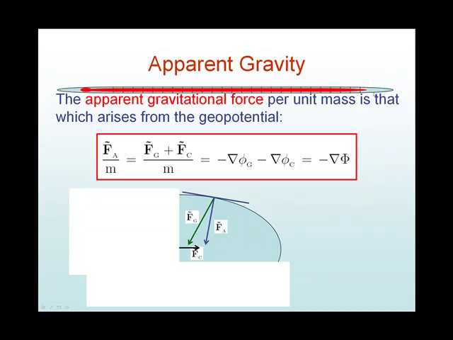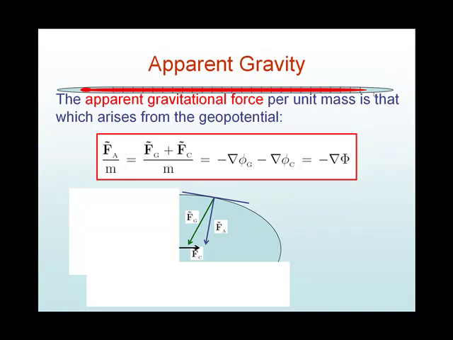Apparent gravity. The apparent gravitational force per unit mass is that which arises from the geopotential. And we know that the geopotential has two components: that due to the ordinary Newtonian gravity and that due to the centrifugal force. So Fa, the apparent gravitational force per unit mass, is equal to Fg, the Newtonian gravitational force, plus Fc, the force due to the centrifugal force on M.